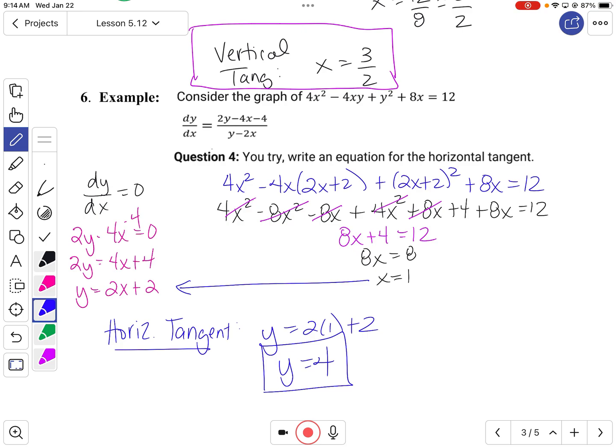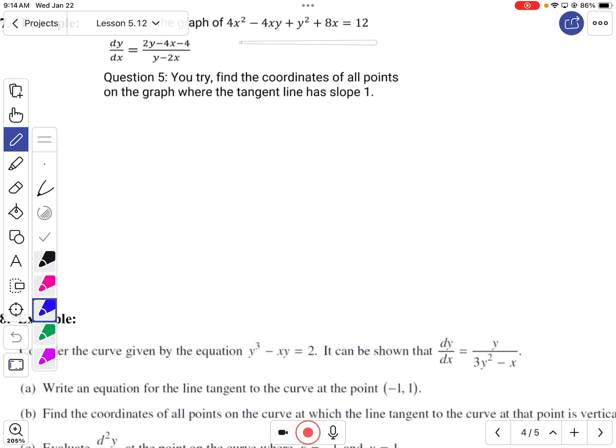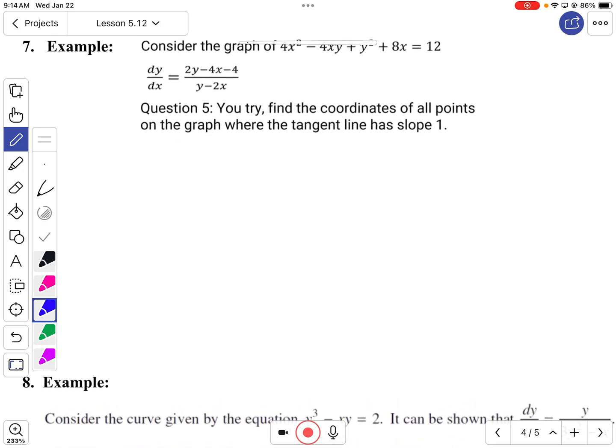Now, let's do one where they give me something specific. Okay, so it's not just horizontal or vertical. They get a little more detailed. Same process, all right, but a little more detailed. All right, look at this one. Same thing, but this time we want to find the coordinates of all points on the graph where the tangent line has a slope of 1. So this is going to be a little bit more complicated.